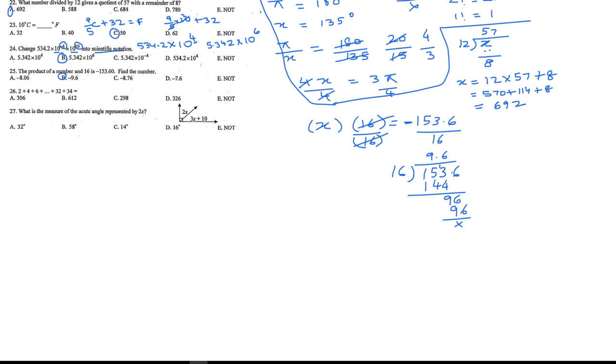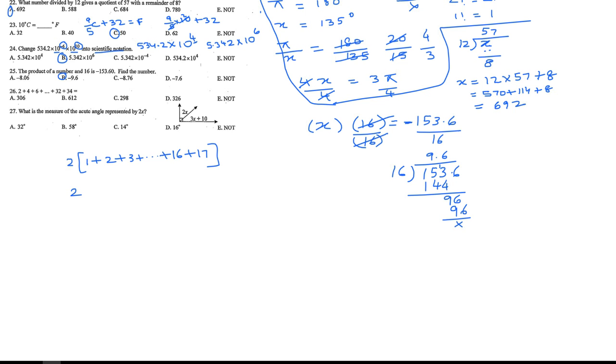Question 26. Find the sum of this series that starts with 2 and goes all the way to 34. One way to do this is to take 2 out as a common factor, and then inside we'll get 1 plus 2 plus 3 plus all the way to 16 plus 17. So there are 17 numbers in this series, and then we have 2, which is multiplied to each number in this series.